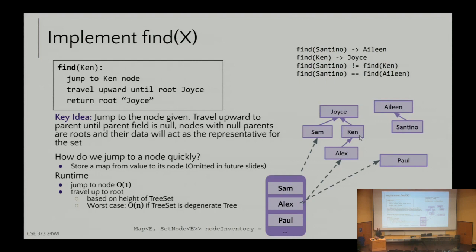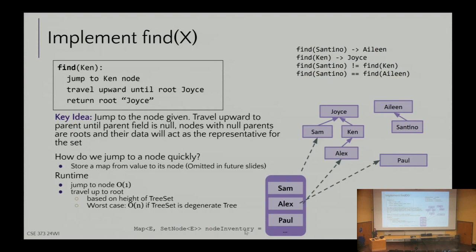And then I'm just going to follow my parent pointers until I get to a node whose parent pointer is null. And in this case, I only have to do one jump. I'm like, Kevin, do you have a parent pointer? Yes, you do. Better follow it. Oh, Joyce, do you have a parent pointer? No. Joyce is the representative for Ken. So if I called find Ken, it would return Joyce.